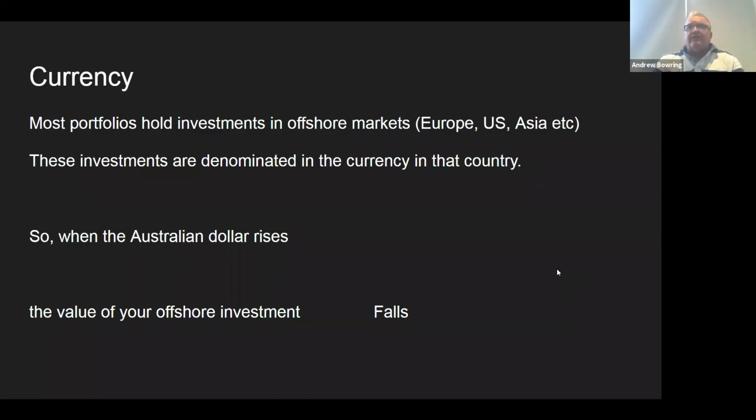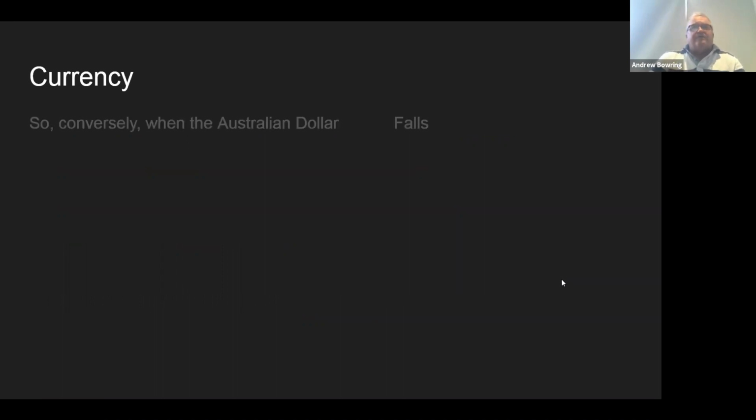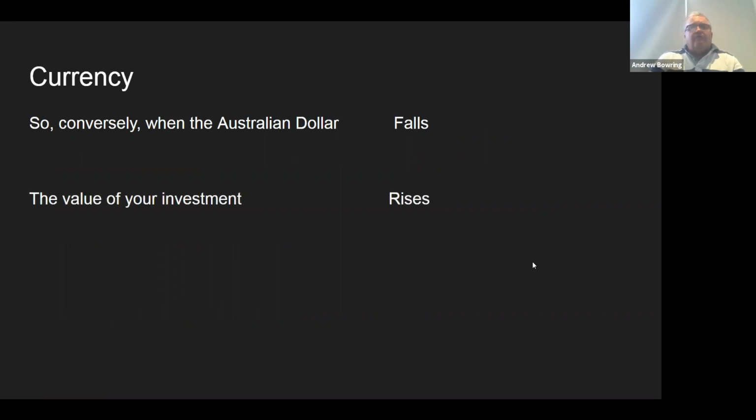So just to restate that, if I am investing into a share market in the United States, and I find subsequent to that investment that the Australian dollar goes up in value, then it's hurting me to hold that investment. So conversely, when the Australian dollar falls in value, the value of my overseas investment goes up.